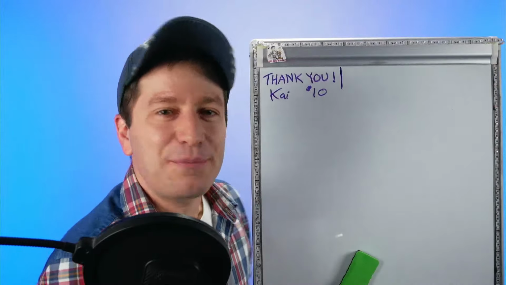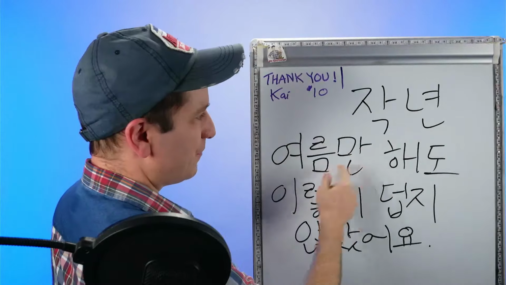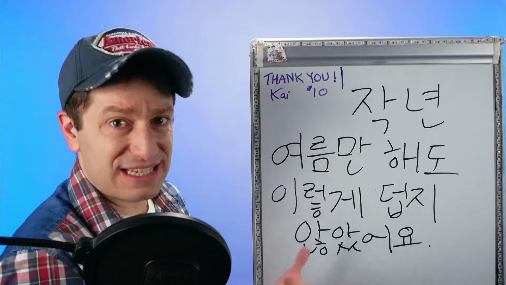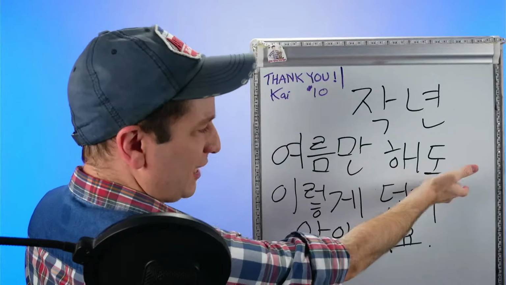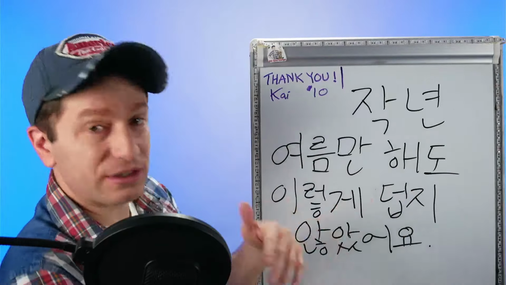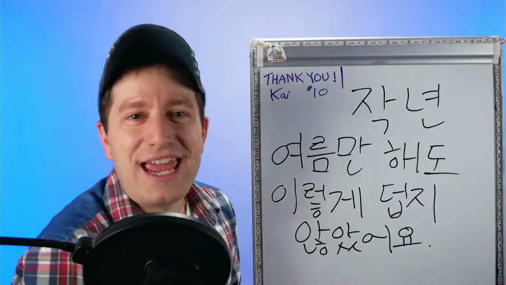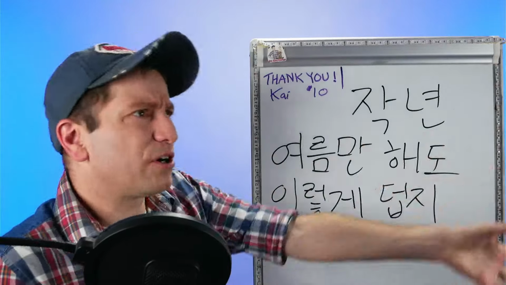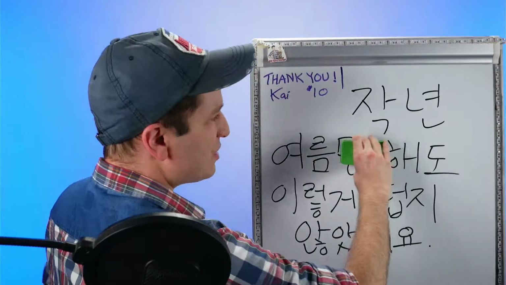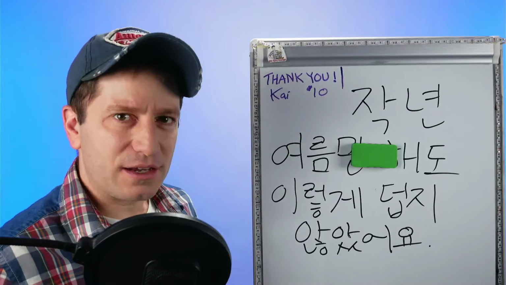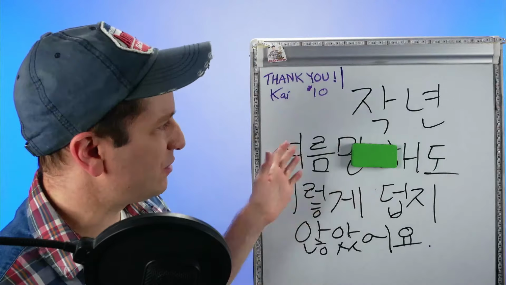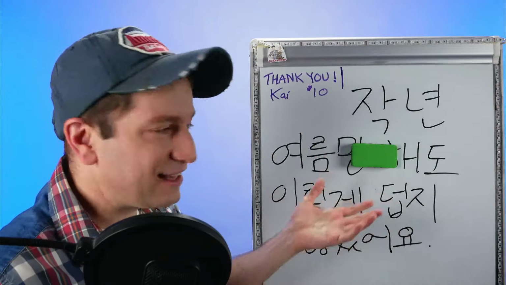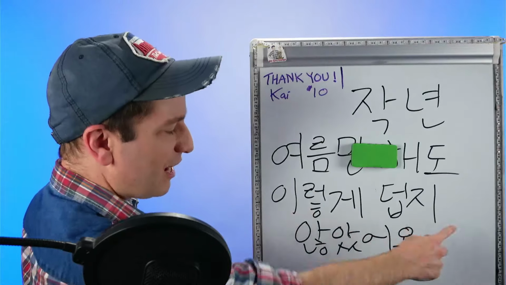Okay, let's do some examples. 작년 여름. So last year's summer. So last summer, 만 해도. Even if we think about only last year's summer, literally, or take last year's summer, for example, or just last year's summer alone, or you can just get rid of this. If you want to understand the sentence more easily, 작년 여름, with the topic marker like that. That's fine too. 이렇게 덥지 않았어요.